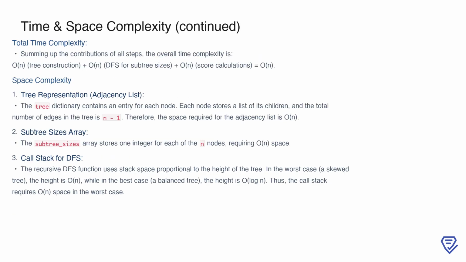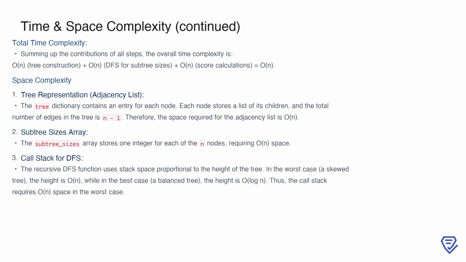Now, when we sum up the contributions from all these steps, the total time complexity becomes O(n) for tree construction, plus O(n) for the DFS, plus O(n) for the score calculations. This simplifies to an overall time complexity of O(n).